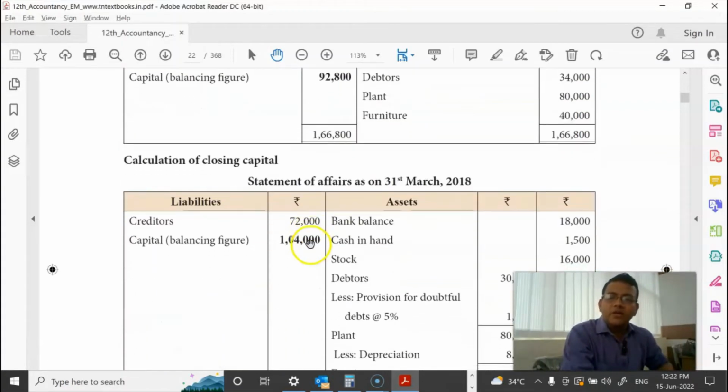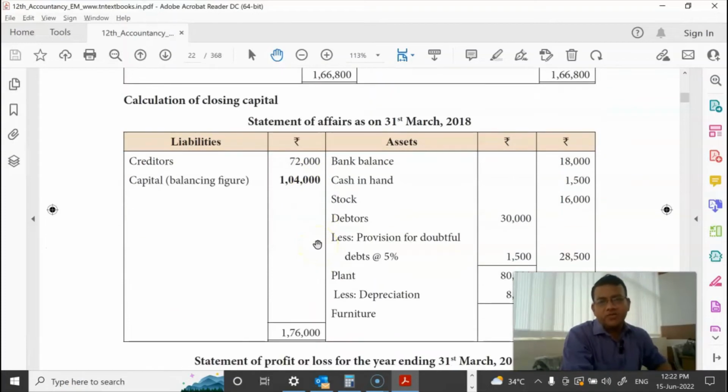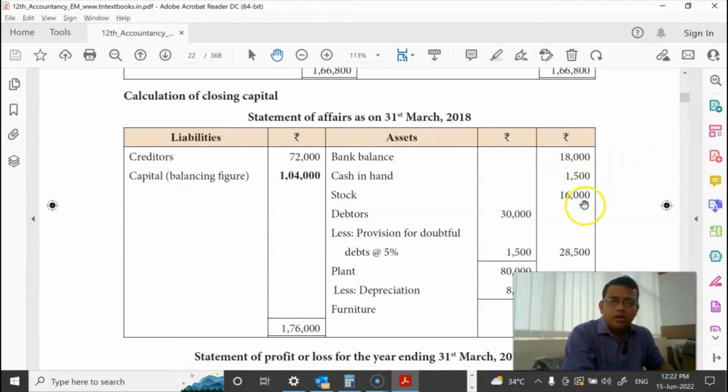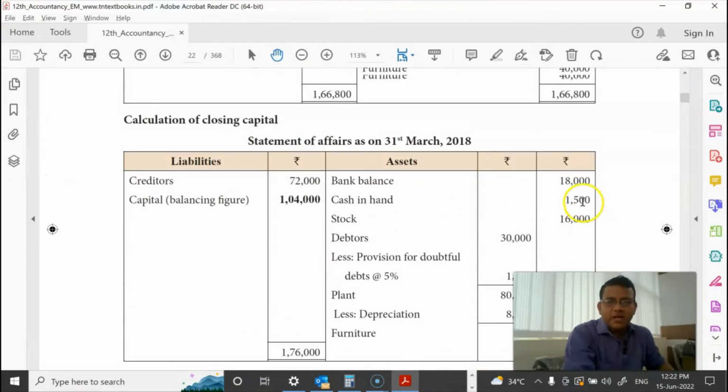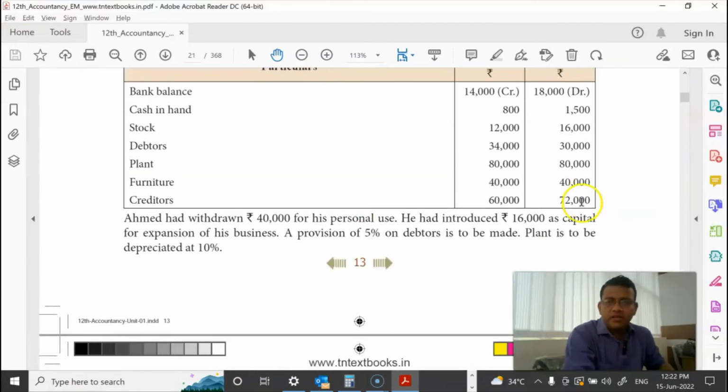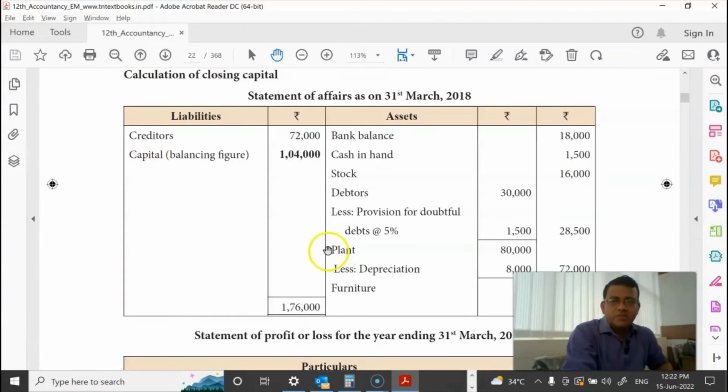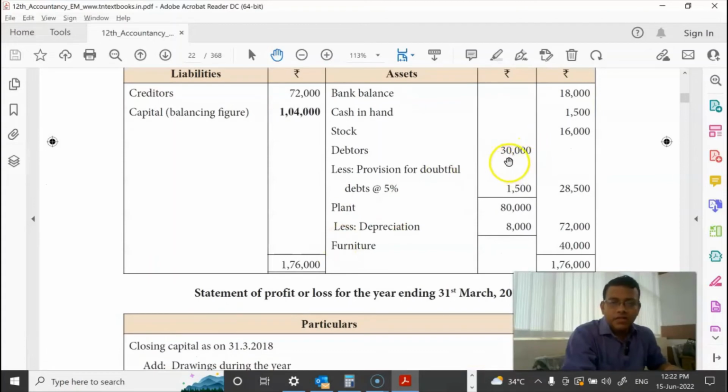Now we will calculate the closing capital by again preparing the statement of affairs for 31st March 2018. So we have the bank balances 18,000, cash in hand, stock. In the question, if you see, they have given some adjustments. Over here you can see 5% on debtors provision is to be made, and plant is to be depreciated at 10%. So we'll apply these adjustments over here. So debtors 30,000 is there, we'll subtract 5%, that is the provision for doubtful debts, so that comes to 1,500, and your debtors will become 28,500.